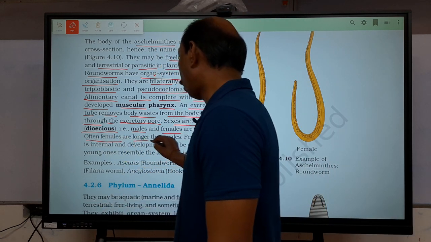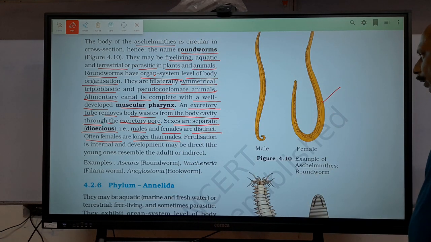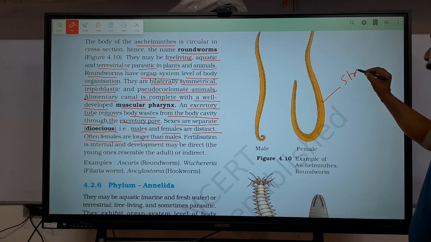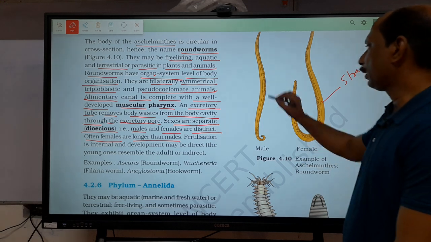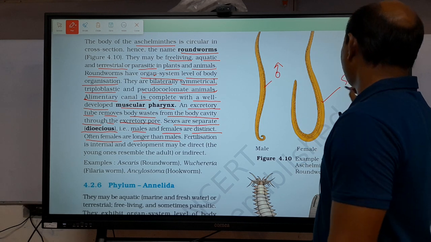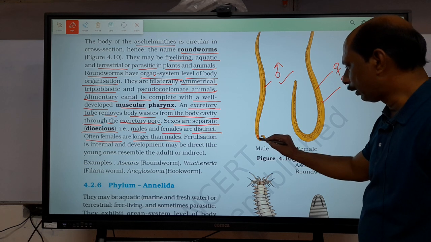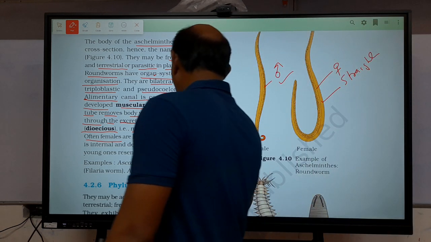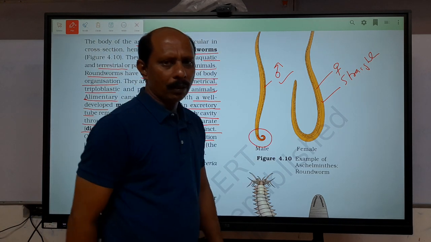Often females are longer than males. In this figure we simply realize that this one is female, which is longer and straight, right? No coiling there. But when we consider this male, this one is male and this one is female, right? So when we consider this male, we know here this point it is coiled. This one is the specific feature to identify the male.